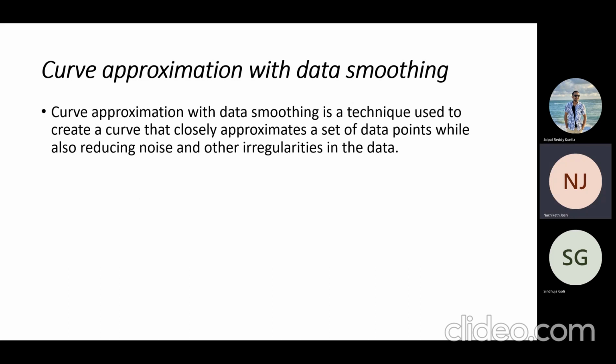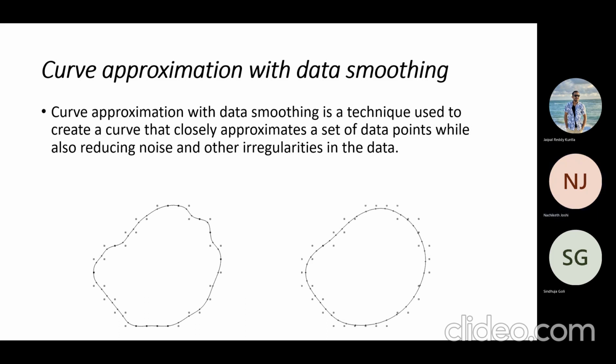Curve approximation with data smoothing. Curve approximation with data smoothing is a technique used to create a curve that closely approximates a set of data points while also reducing noise and other irregularities in the data. As you can see in figures 1 and 2, after curve approximation and using data smoothing, we get the curve smoother.